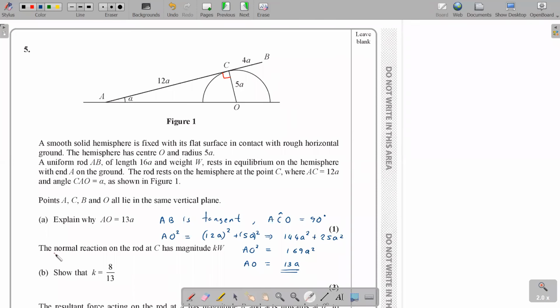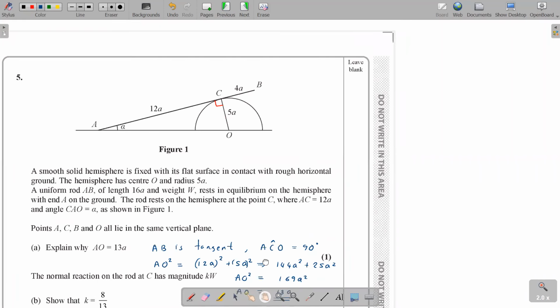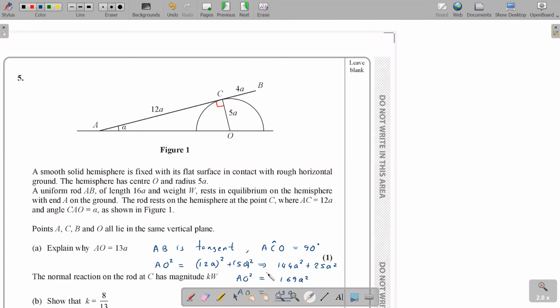Okay, so part B: the normal reaction on the rod at C has magnitude KW. Show that K equals 8 over 13. Now the first thing is you need to mark your forces, right? Let's mark all the forces. The smooth solid hemisphere is fixed with the flat surface in contact with the rough horizontal ground. The hemisphere has center O and radius 5A, and the uniform rod AB has length 16A and weight W. It's uniform, which means the weight acts at the center, so mark your weight W there. This whole length is 16A, which means this length should be 8A on either side.